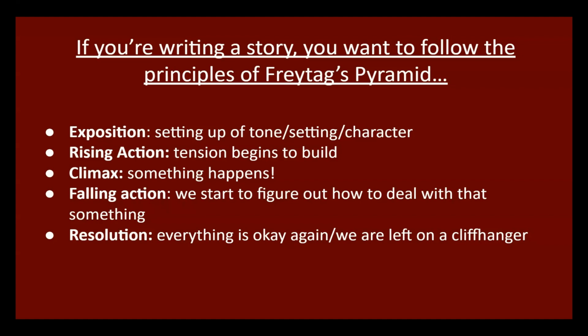So our exposition is our setting up of everything going on, so tone and setting and character. Our rising action is when the tension begins to build. So that's all the way up to the climax, and then something happens, and then we have the falling action, so we start to figure out how to deal with it, and then we have the resolution. So the resolution is the only one that's a bit funny and doesn't sound exactly like what it is. Everything is okay again, or we are left on a cliffhanger. So if we are left on a cliffhanger, obviously that doesn't sound like a resolution, but it still counts.